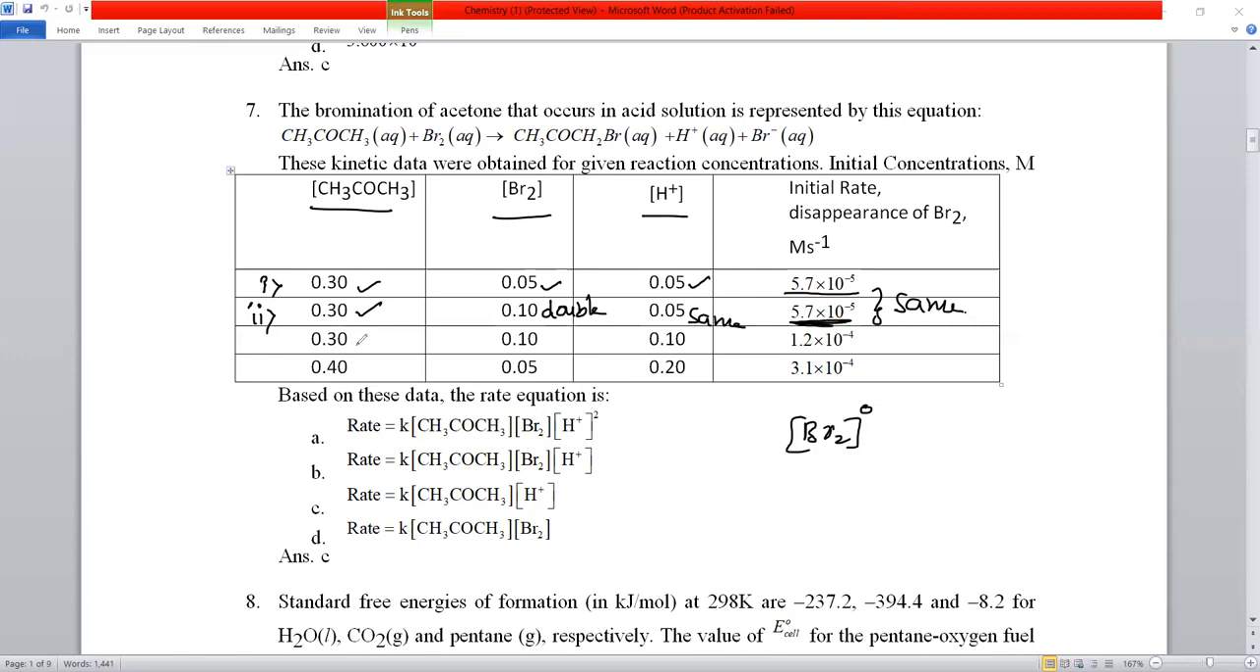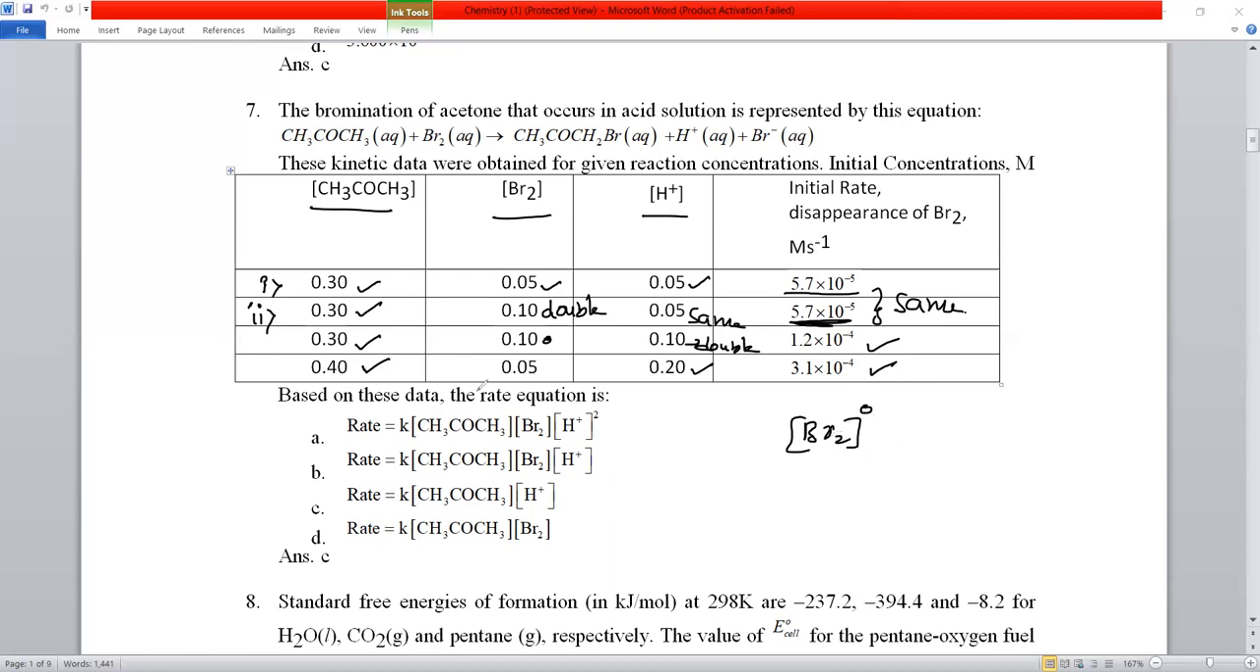Next, with respect to this one, there is no need to think about it here. Even if it is doubled or tripled, the rate will not be affected. And in case 3, this is double now. This is double. So is the rate affected or not? The rate is affected. And here also they have changed the concentration, so the rate will also be affected.